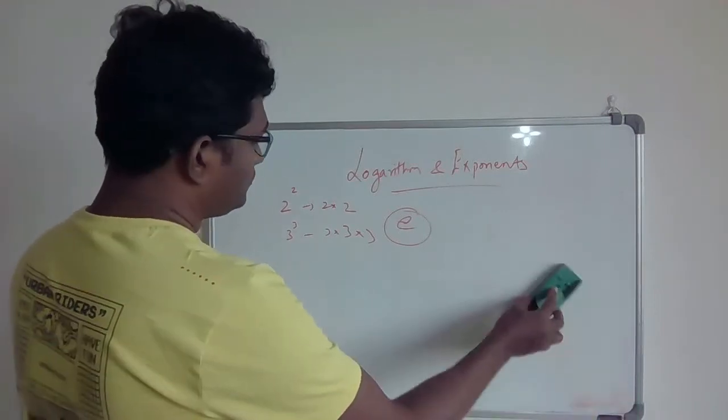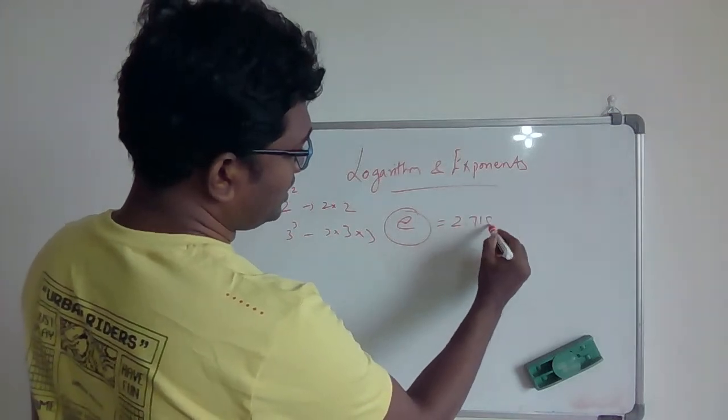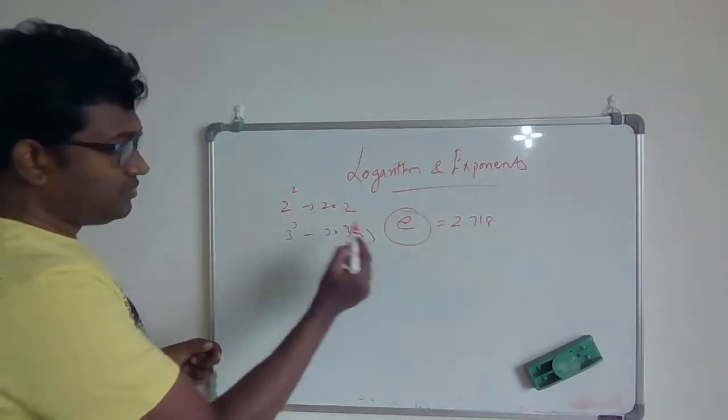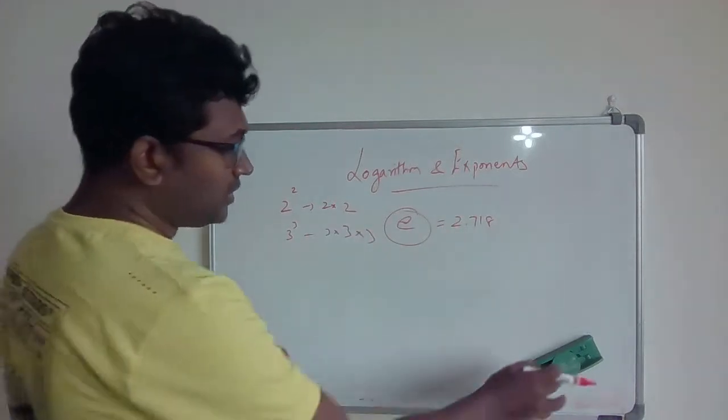Now, e is also known as 2.718. It's a constant. Like we have 2, e represents this number 2.7. Why is it so? Let's see that.